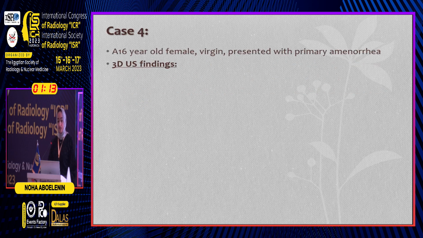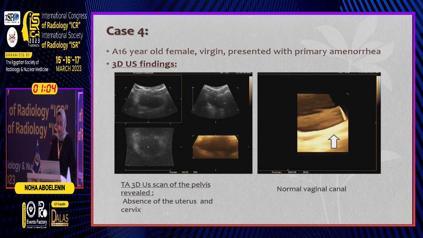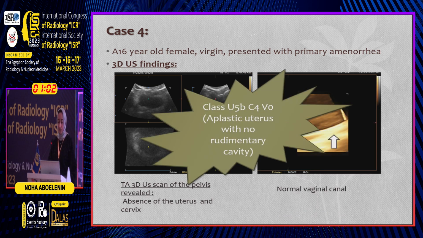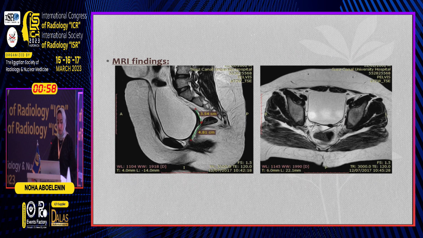Final case, a 16-year-old female virgin presented with primary amenorrhea. The 3D ultrasound showed complete absence of the uterus and the cervix and the normal vaginal canal. And so we gave a diagnosis of aplastic uterus with no rudimentary cavity. And MRI here, as we can see, confirms the findings.